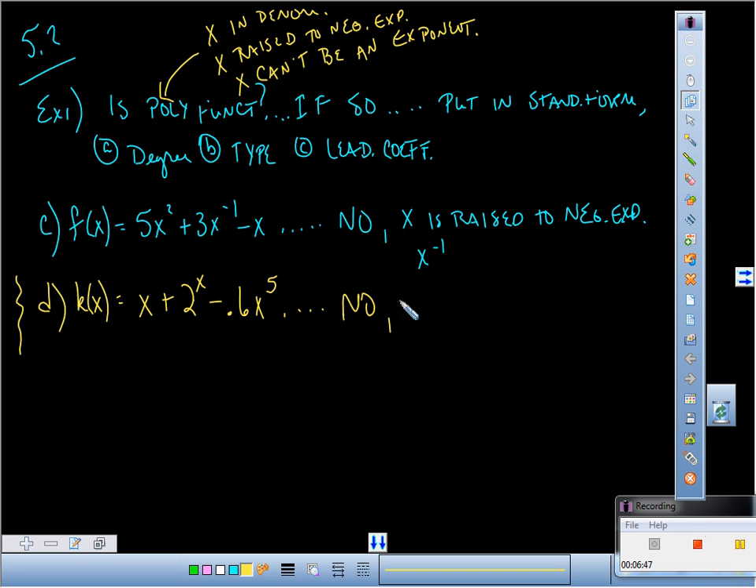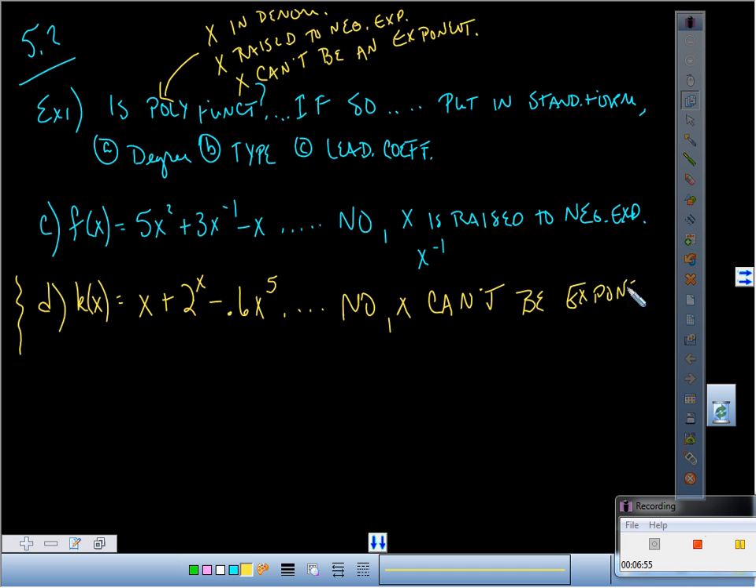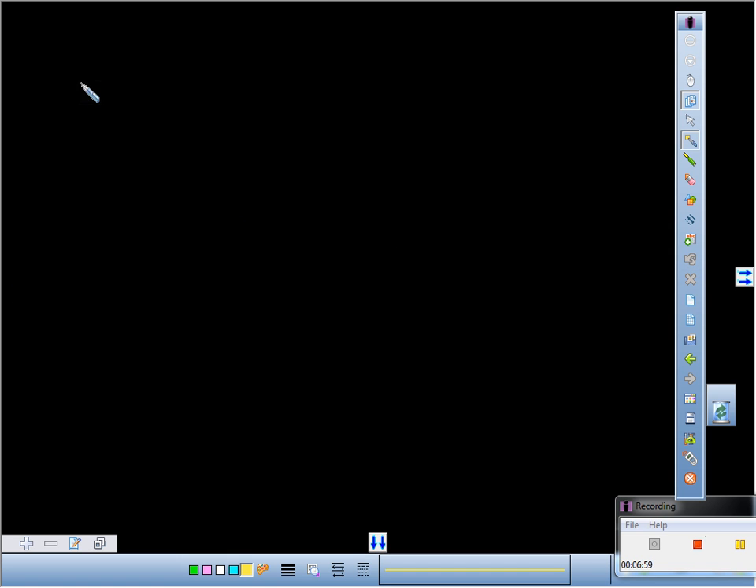So, no, X can't be an exponent. Okay? All right, so let's work a problem. No calculator. Okay? I don't want you to use a calculator because I'm trying to make a point.